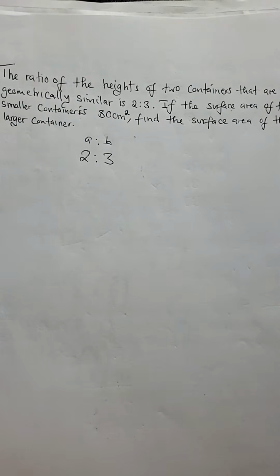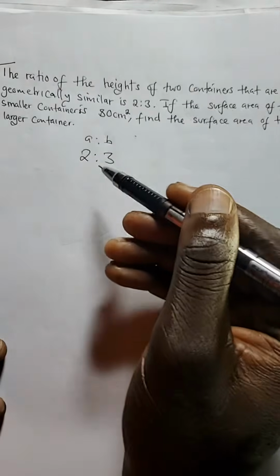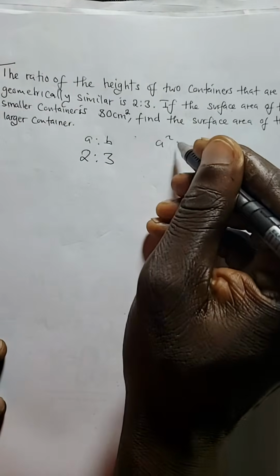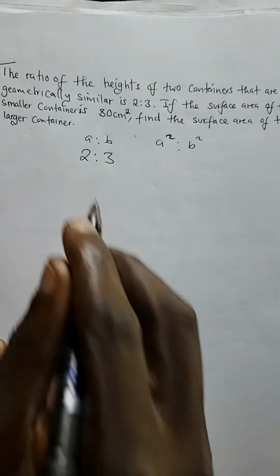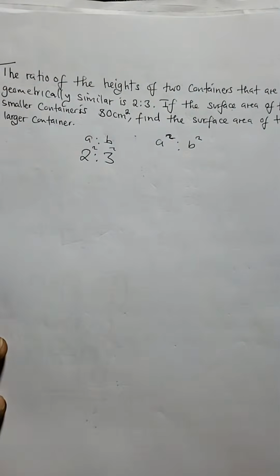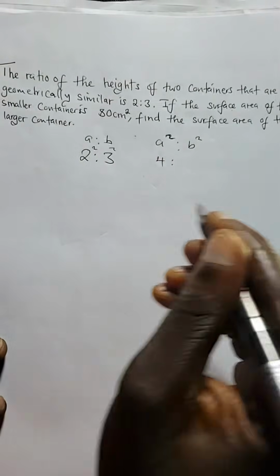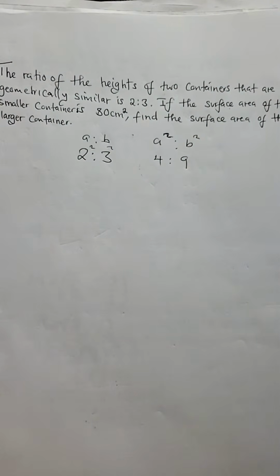Now, how do you make sure that you answer this one correctly? You answer correctly using what you've been given. So here you've been given area, so we need to convert this to ratio of their what? Area, which is A squared to B squared. So we're going to square these two. 2 squared is 4, 3 squared is 9. Now we can calculate the area.